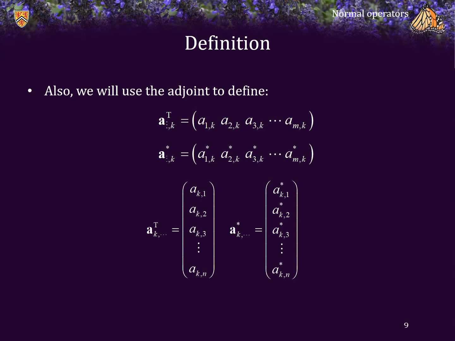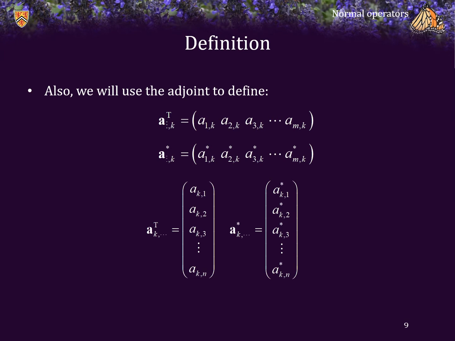Now, why are we doing this? Well, we are doing this so we can now define the transpose of either a row or a column, or the conjugate transpose if the matrix is complex. So, the first vector there is a column vector, but if we take the transpose of it, it becomes a row vector containing the m entries in the kth column.